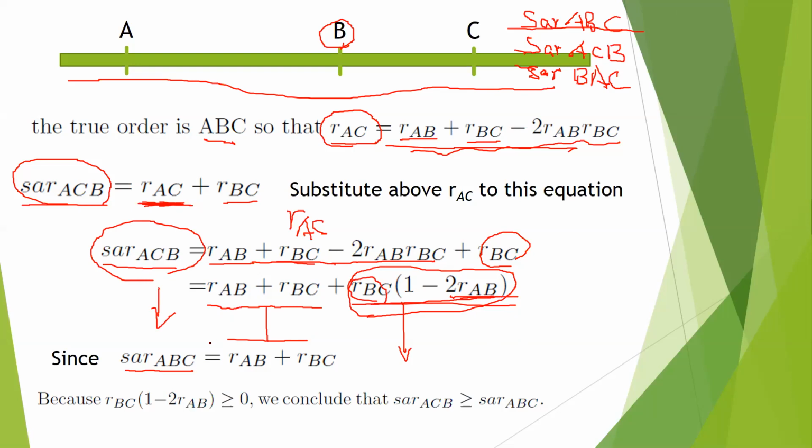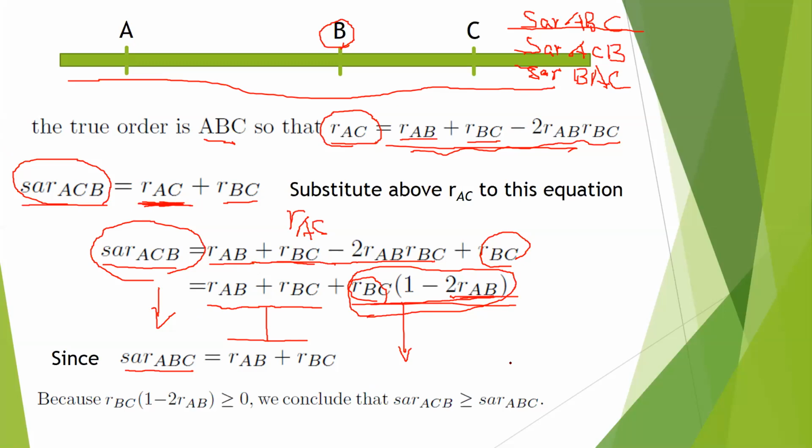So yeah, this is a beautiful proof about why we can use the SAR calculation to help us find the right order of ABC if we knew the recombination frequency. Just a quick reminder, SAR ABC needs to be a value less than the other two combinations. Yes. Got it. So this is not difficult, right?